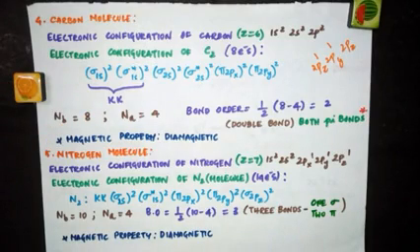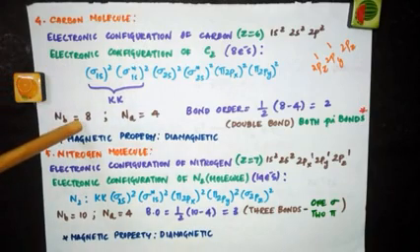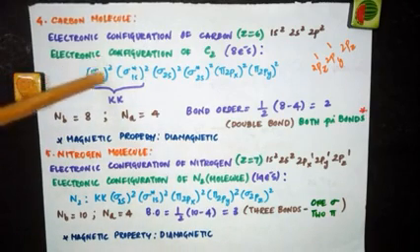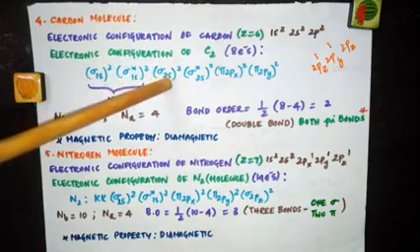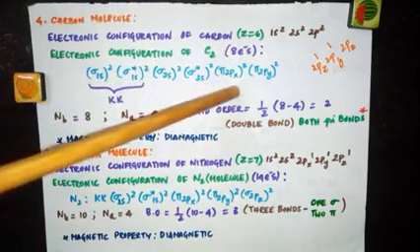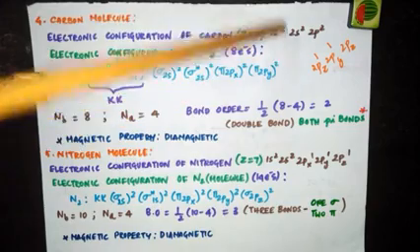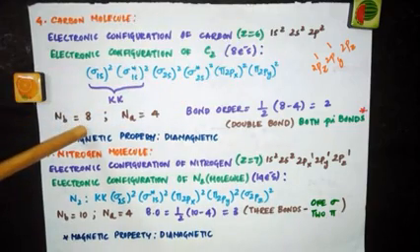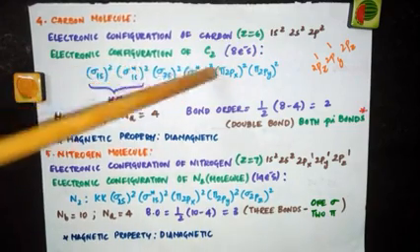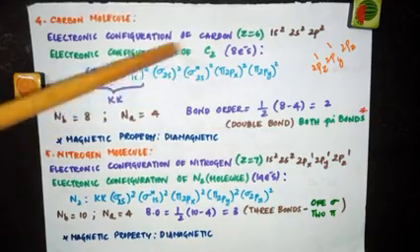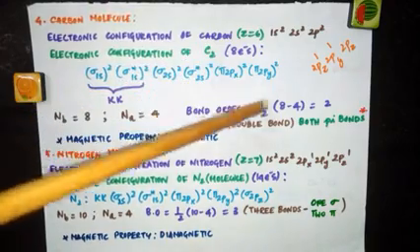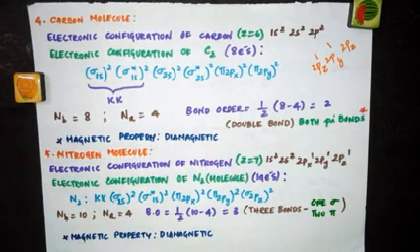Nb minus Na by 2. Nb is the number of electrons in bonding molecular orbitals. Say bonding 2, this is bonding 4, this is also bonding 6, bonding 8. So the number of bonding electrons is 8. Anti-bonding just 2 molecular orbitals, so 2 plus 2, 4. So 1 by 2, 8 minus 4, that gives you 2.